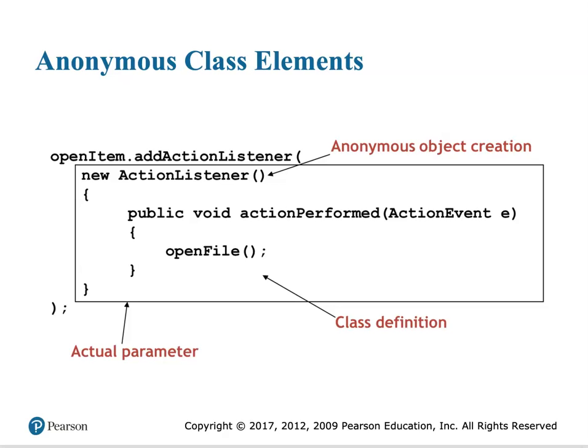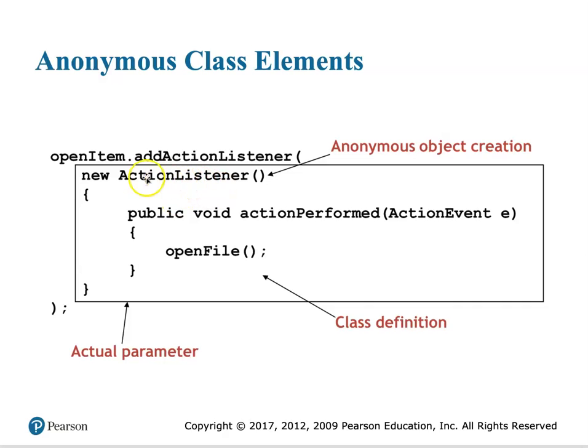If we restructure it, the parameter to action listener requires an action listener object. So we're going to make a new action listener object. Well, and remember, action listener is an interface. So it's not just something we can create, we also have to define.